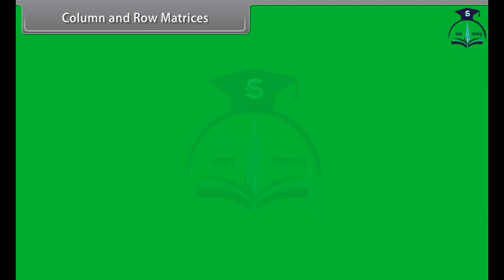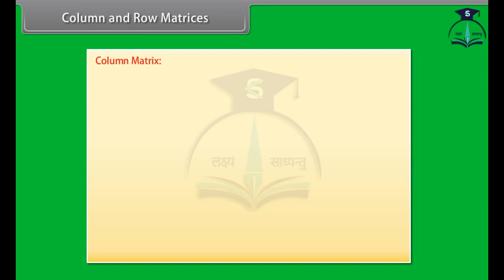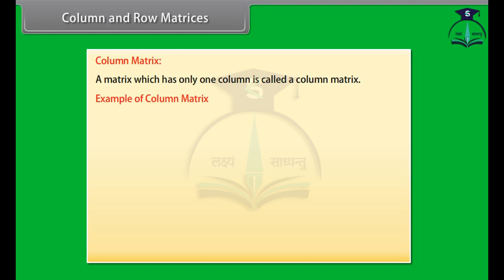Column and row matrices. Column matrix. A matrix which has only one column is called a column matrix. Example of column matrix. A is equal to column-wise 21, 17, 9. This matrix has 3 rows but only one column, so it is a column matrix. Its order is 3 by 1.